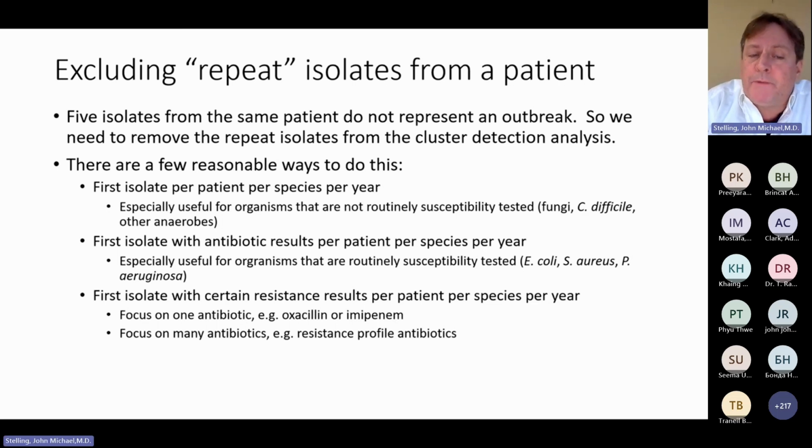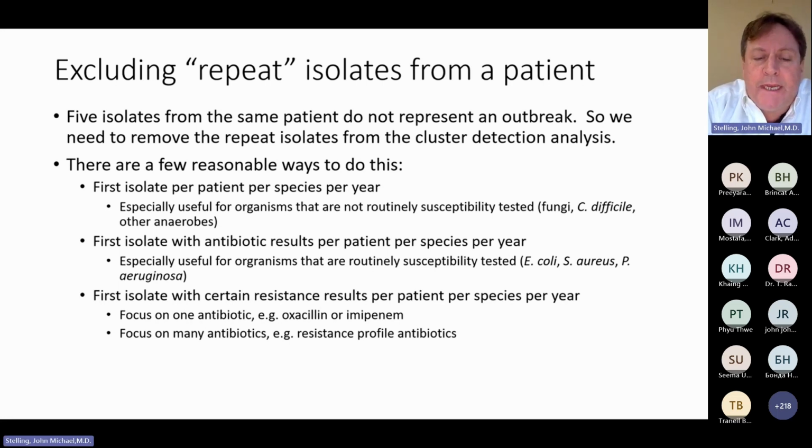The second approach is first isolate with antibiotic results per patient per species per year. This is what we do for most of the bacteria. This is especially useful for organisms that are routinely susceptibility tested. Maybe the patient had Pseudomonas aeruginosa 3 years ago. I don't care about that one. If the patient had Pseudomonas aeruginosa last month, I do care about that one, and I take the first one within the previous year.